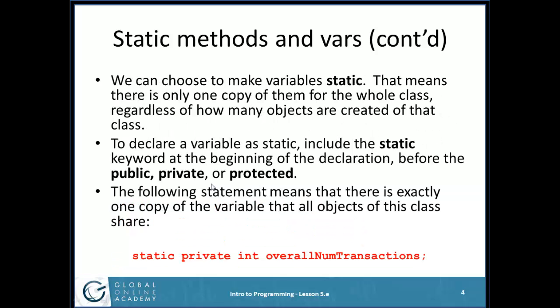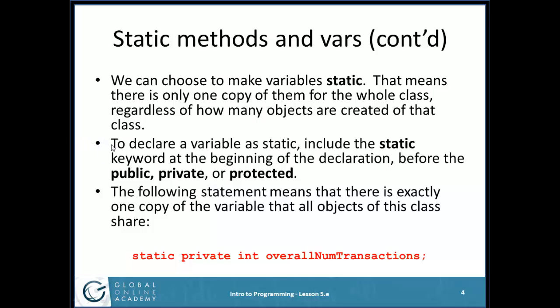Now, if we choose to make variables static, it means there's only one copy of them for the whole class, regardless of how many objects are created of that class. So let's think about that. One copy for all the objects of that class. So maybe a number of transactions that isn't separate from checking account 1 and checking account 2. It might be the overall number of transactions of all the checking accounts put together. Now, most of the time, that isn't what we want to do, but there are times when that makes sense. To do that, we would make the variable static.